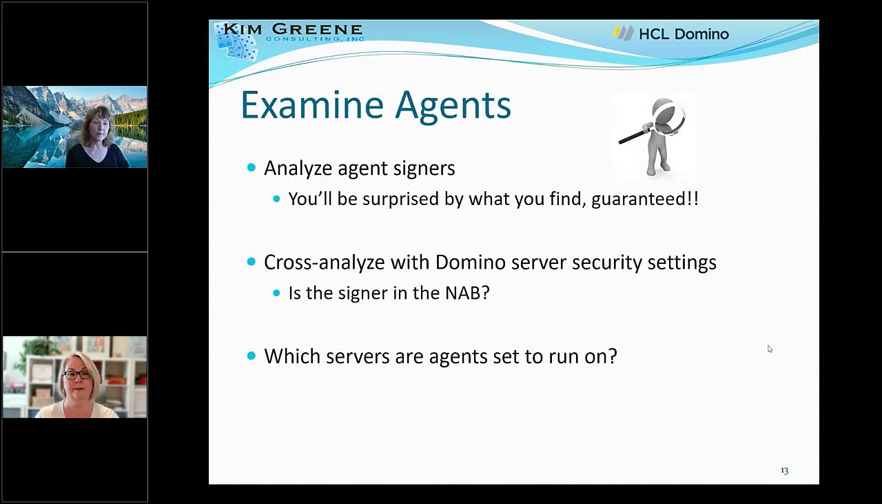You're going to want to examine your agents. One of the things you're going to want to do is analyze the signers of the agent. Again, you're going to be surprised what you find here for sure. You're going to want to cross-analyze this with the Domino server security settings. And is that signer even in the NAB? So you want to make sure your signers have the proper authority to run different agents on your server. Otherwise, you're going to have problems with those agents. And specifically, which servers are agents set to run on? That's another thing you're going to want to take a look at.